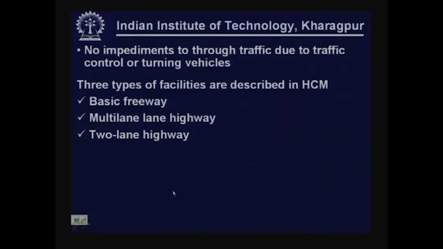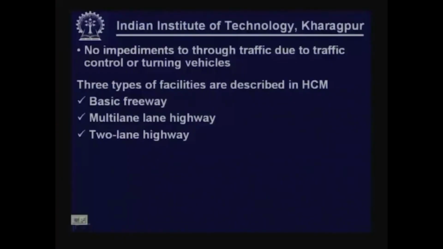Also, it is assumed that there are no impediments to through traffic due to traffic control or turning vehicles. So, if there are left turning or right turning vehicles or other kinds of obstruction to the movement of traffic, that will again affect the capacity, or that will again cause deviation from the base condition. So, base conditions assume that there is no impediment to through traffic due to traffic control or turning vehicles.